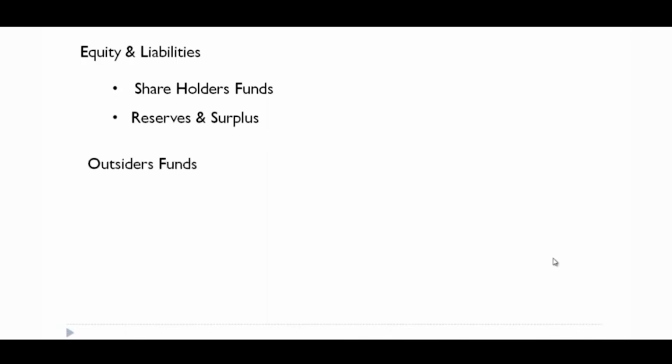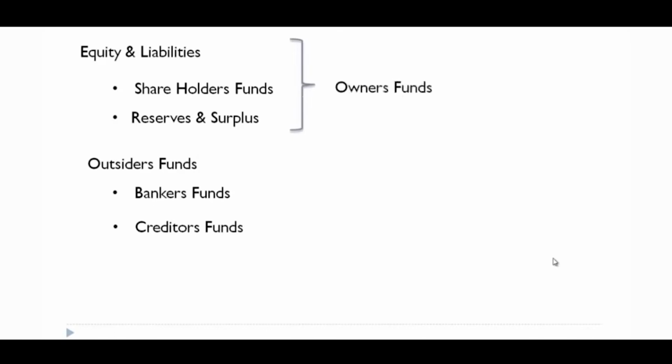We know the balance sheet will have first the equity and liability, that is basically the liabilities. Here we'll have the shareholders funds, which is a direct contribution, reserves and surplus, which is an indirect contribution, and there will also be outsiders funds, which can be bankers funds and creditors funds. Now understand, the shareholders funds and reserves and surplus are called owners funds, whereas bankers funds and creditors funds are called outsiders funds. To understand this long-term stability, we'll take an example by dividing this into three scenarios.